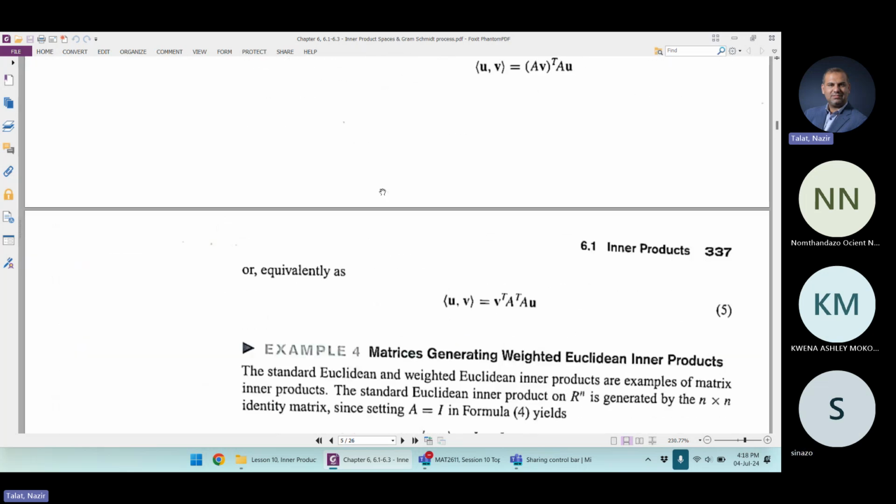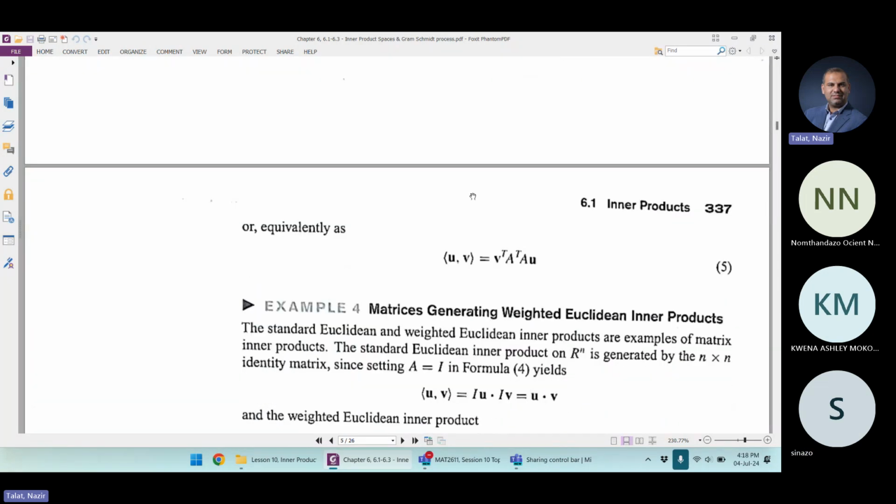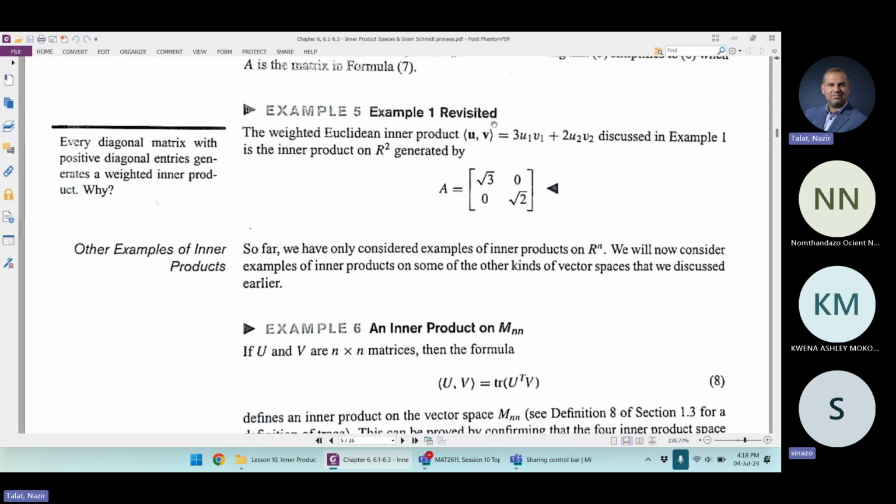For instance, here V transpose A transpose A u. If you compute it like this, or the one above it, because both are in equivalent form, it will always give us the inner product between u and v. It means behind this inner product there is a standard matrix.